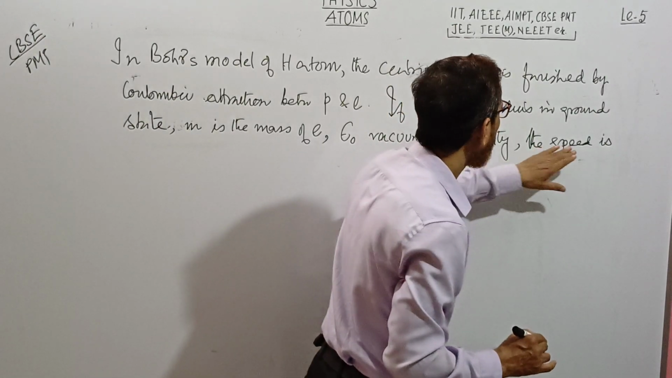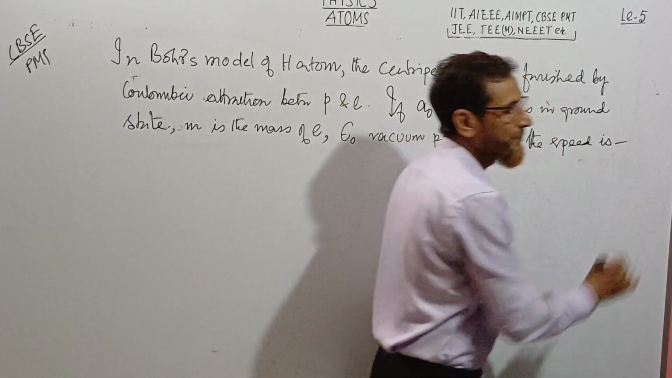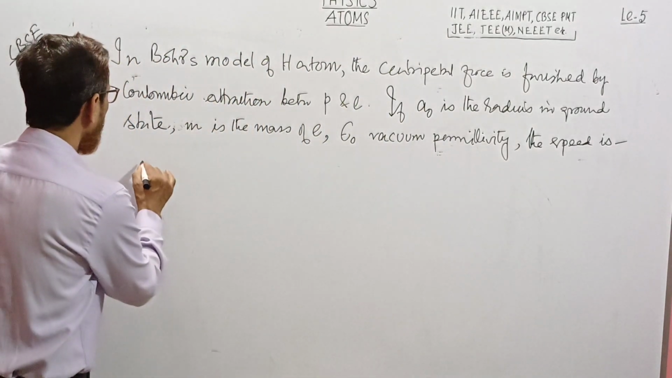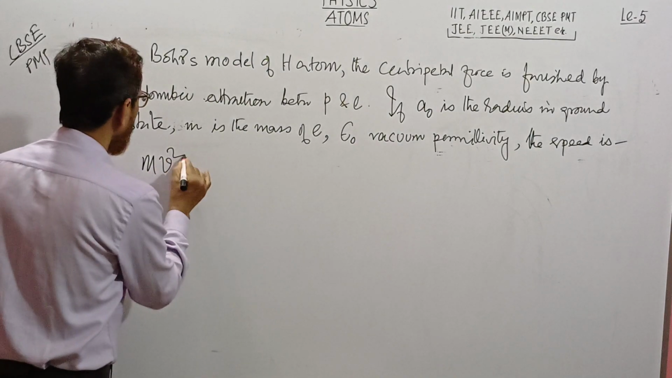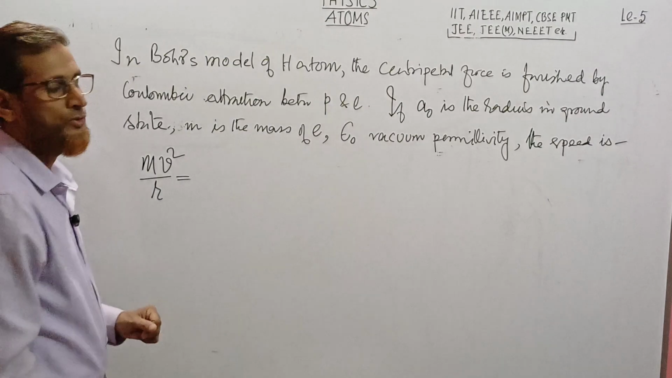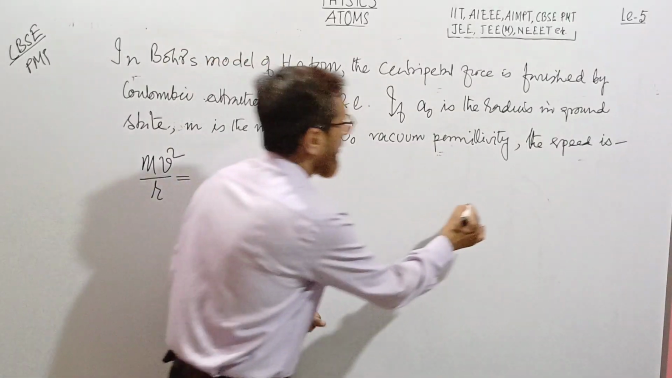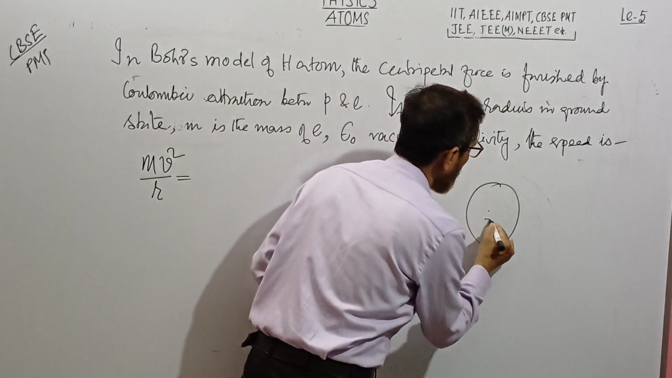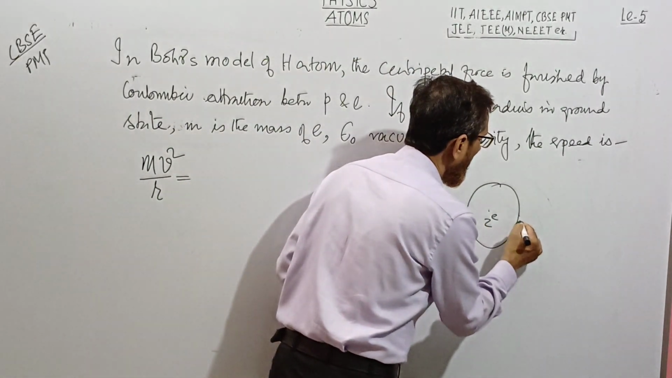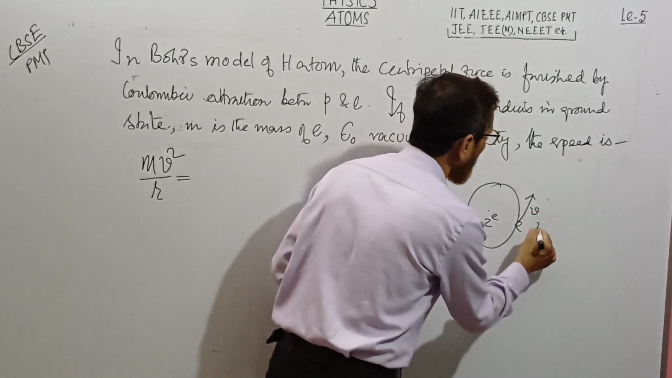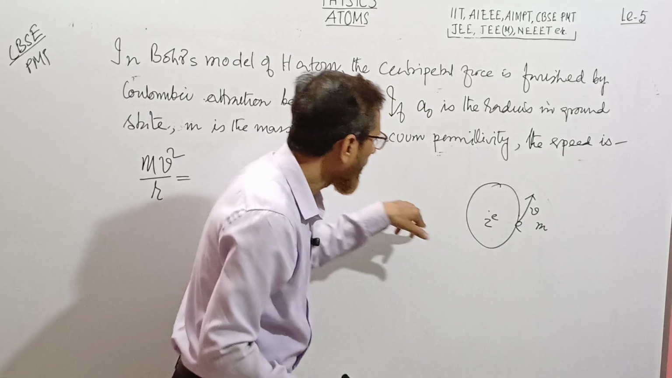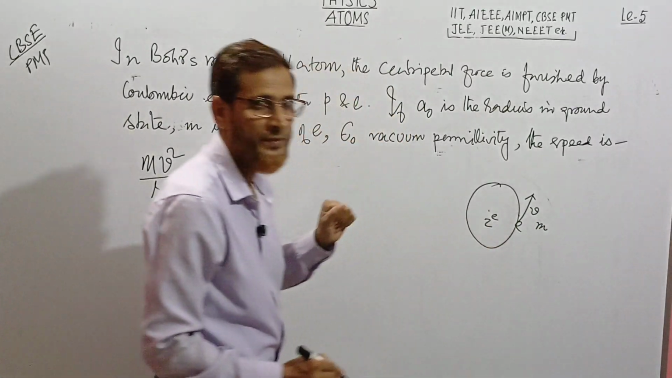permittivity, and the speed is asked. It is very simple. What is centripetal force? Centripetal force is equal to mv square by r. And what is Coulombic attraction? Z e is the charge, proton and neutron are in the nucleus, and the electron is moving with velocity v and mass m. Am I right? Everybody of you knows. So what is Coulombic attraction between electron and proton?